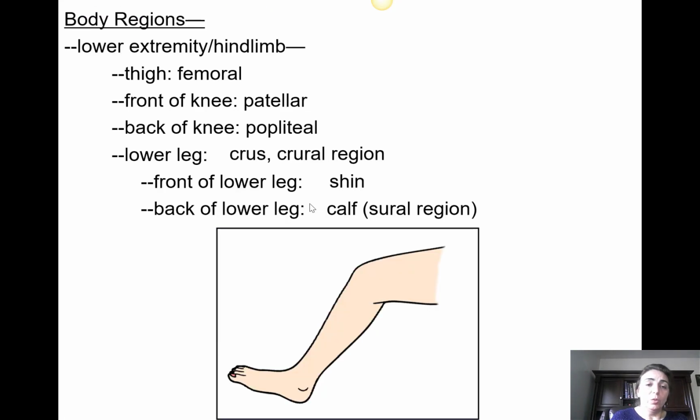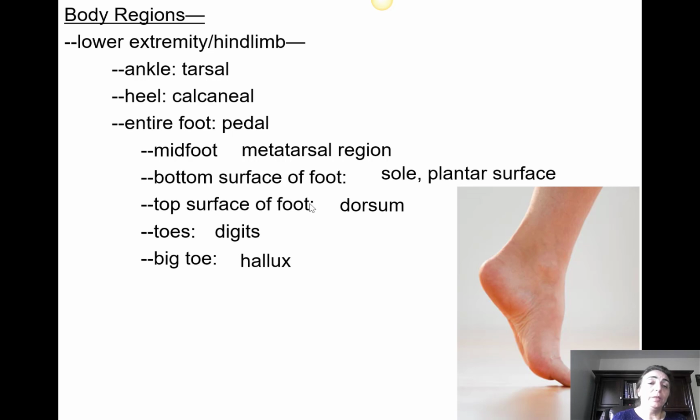And again in this picture you see the whole thing again. The thigh is femoral, front of the knee is patellar, back of the knee is popliteal, the whole lower leg is crus, crural region, front of the lower leg is shin, and the back of the lower leg is calf or sural region. And for the ankle we have tarsal. You see the whole ankle area here is ankle. Then you have the heel here that we call calcaneus. The entire foot is called pedal or pes.